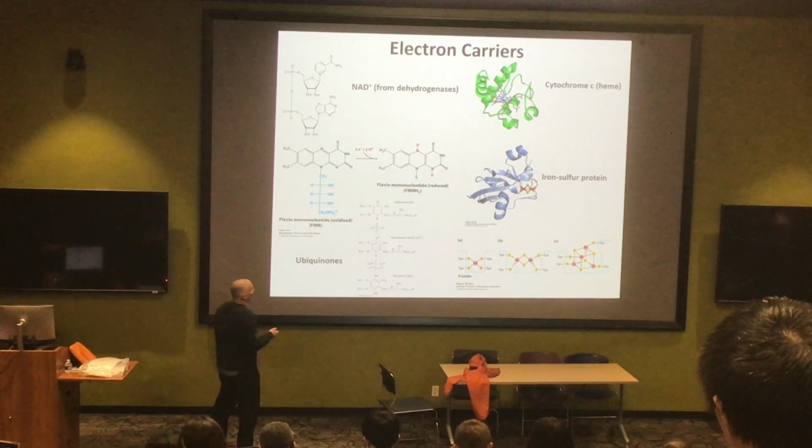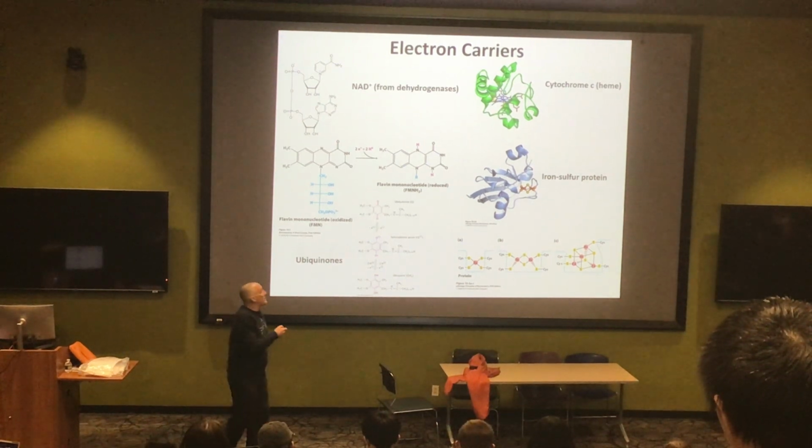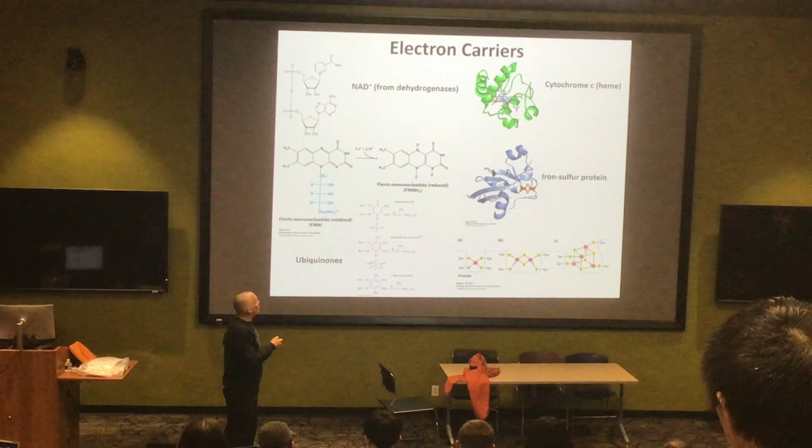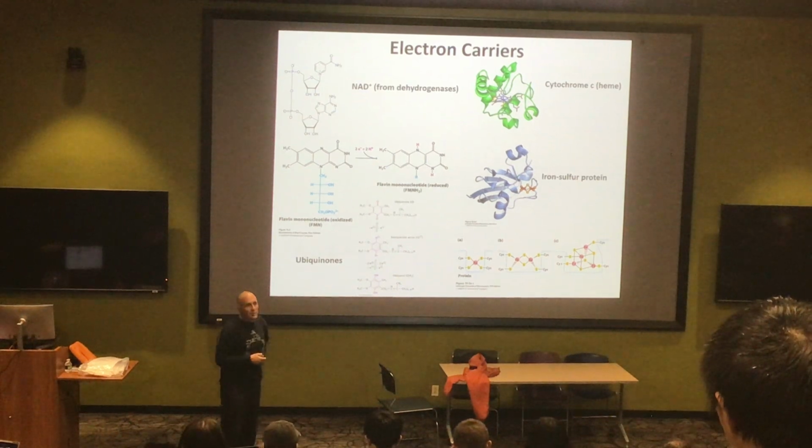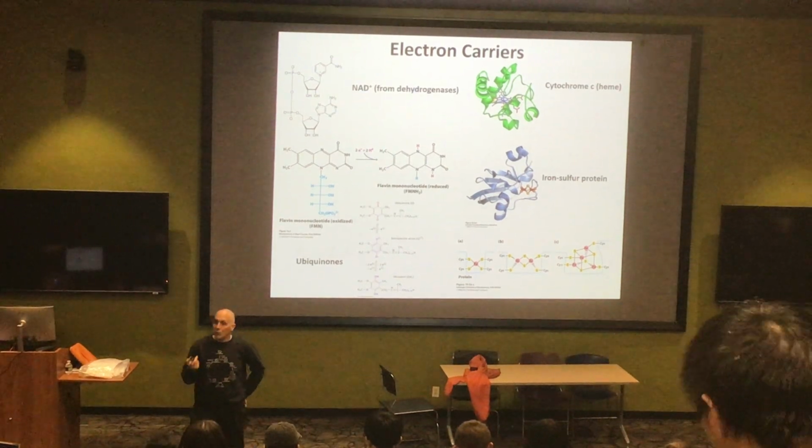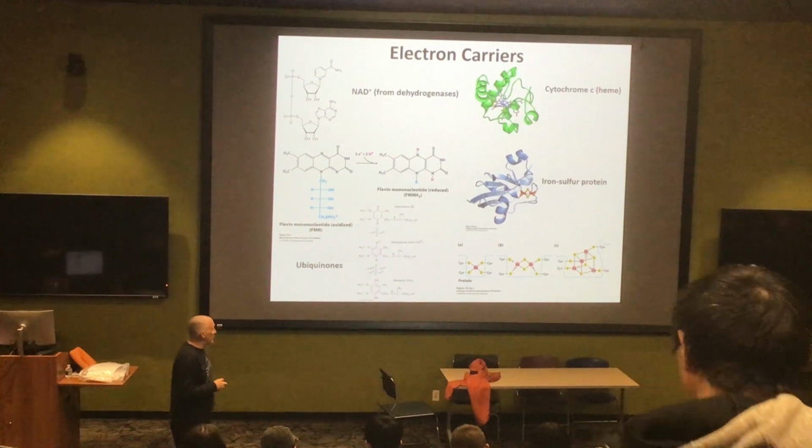You can see cytochrome C, there's the heme group there, that's where the electrons are being carried. Again, those can carry only one electron, we'll see the consequences of that later.